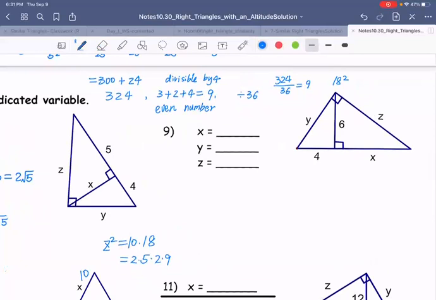Give you a hint. This guy square equals this piece times this piece, correct? Oh, yes. So x is 9. Okay. Next one.